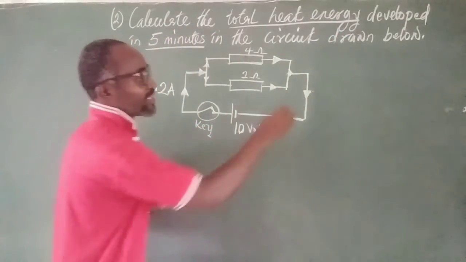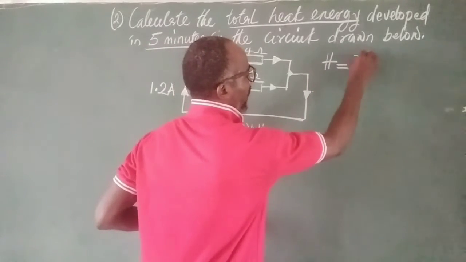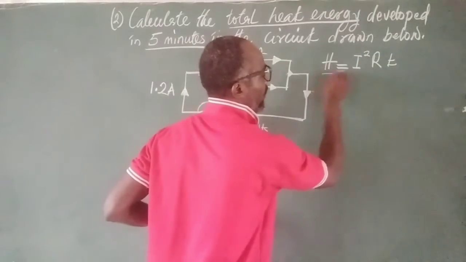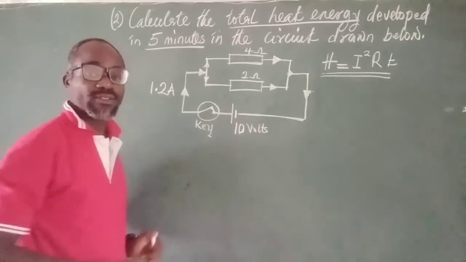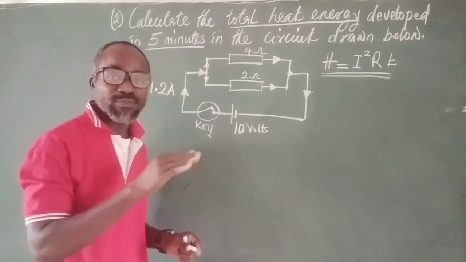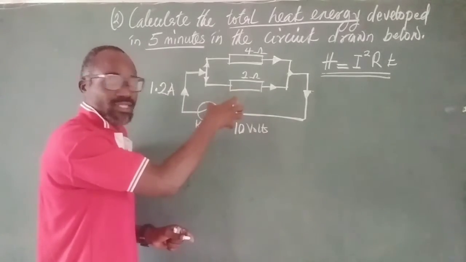We want to calculate the heat developed in 5 minutes in this circuit, alright? This is the formula we're going to use to find the heat developed in this circuit. But first of all, we need to do a brief explanation of what happens within this circuit.